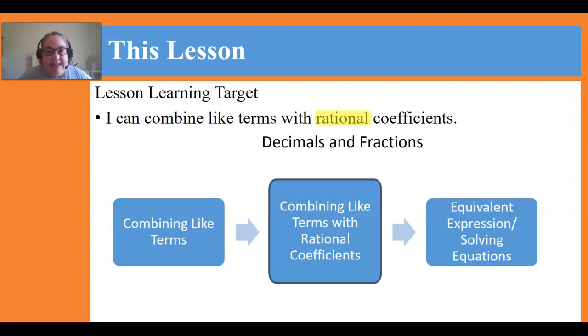Before beginning this lesson, you should have a really good understanding of how to combine like terms in general with integer coefficients. Then we're going to learn how to do that with rational coefficients. The reason that we need these lessons is for when we get to equivalent expressions and solving equations. We want to be able to combine like terms with whatever kind of coefficients there are.